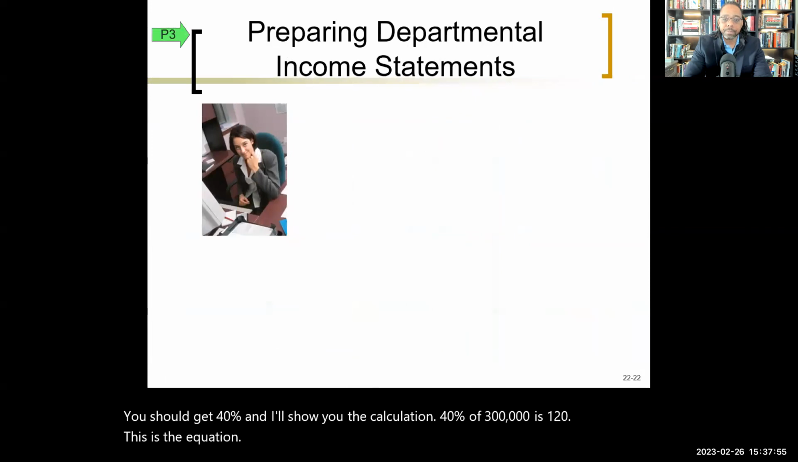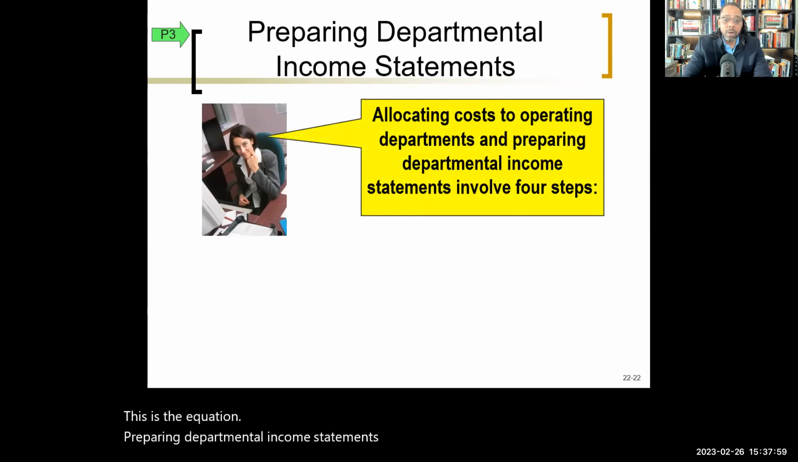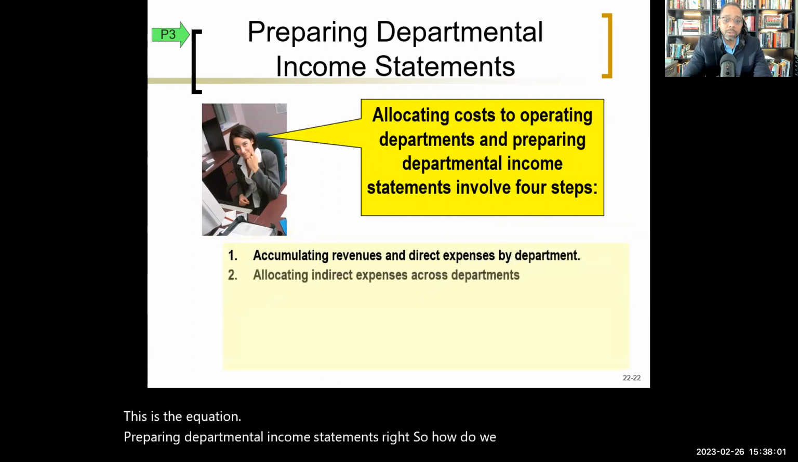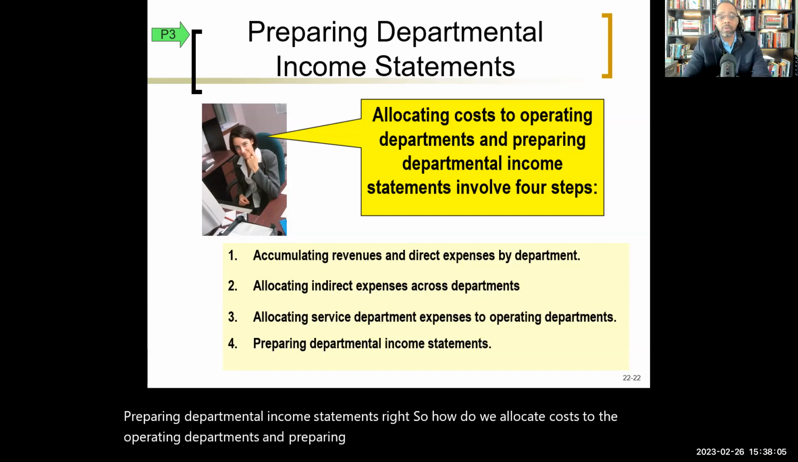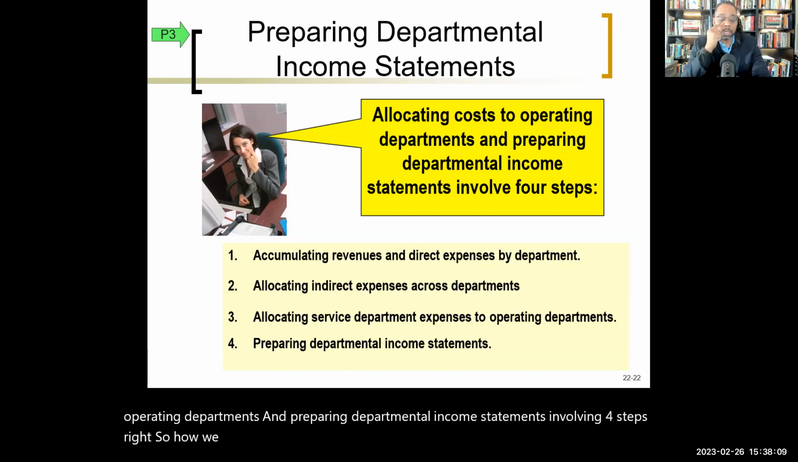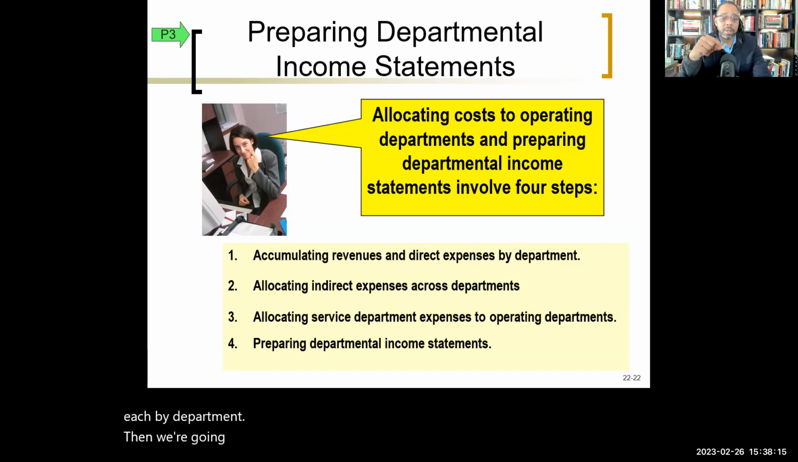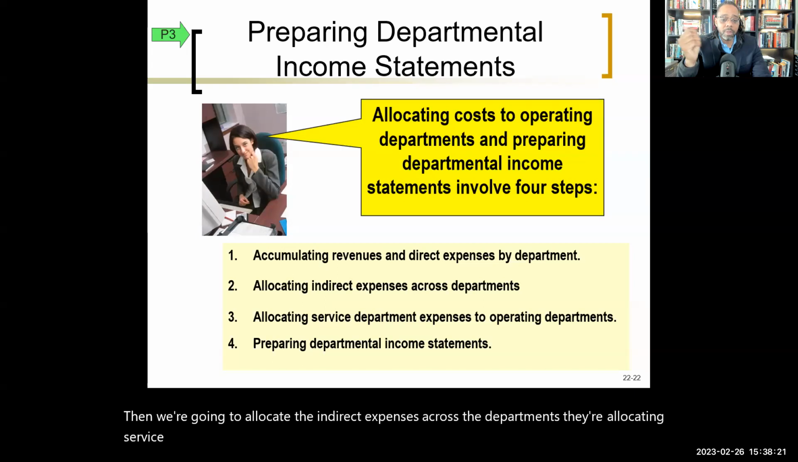All right. Preparing departmental income statements, right? So how do we allocate costs to the operating departments and prepare departmental income statements? It involves 4 steps. First, we accumulate the revenues and direct expenses by department. Then we allocate the indirect expenses across the departments, allocating service departments to operating departments, and we prepare the departmental income statement.